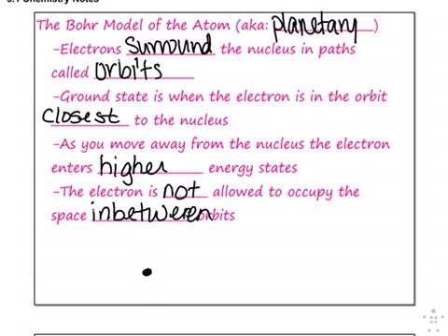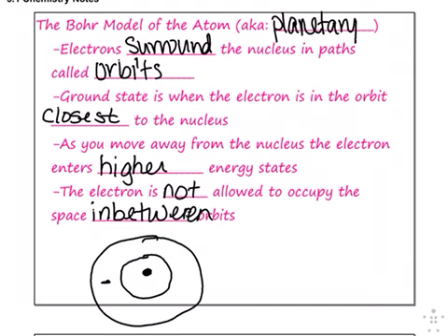So here's your nucleus. This would be an orbit. Here would be a second one. And the electron cannot be located in between. That's not possible because the energy is quantized to either be this amount or this amount, nothing in between.